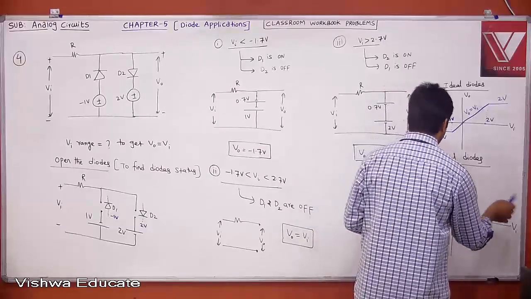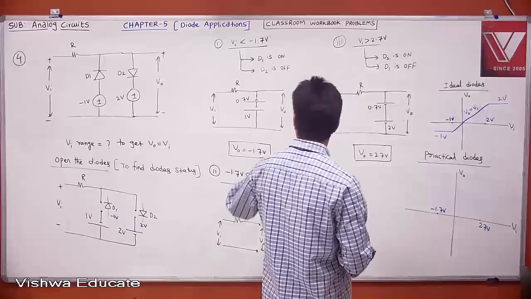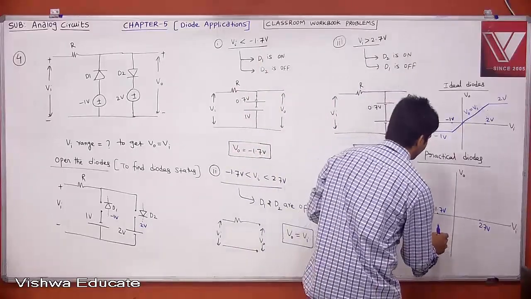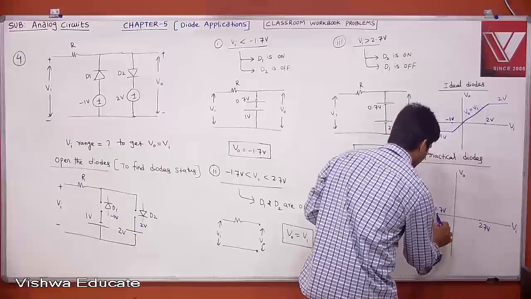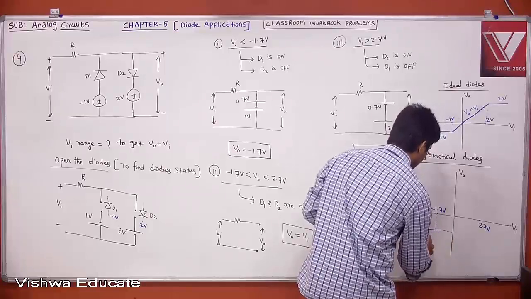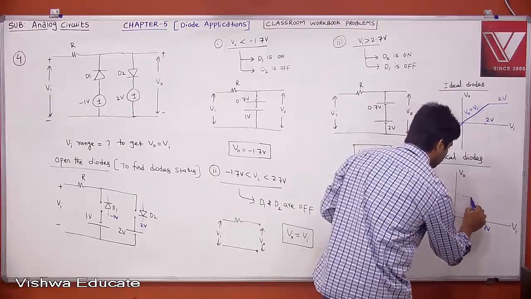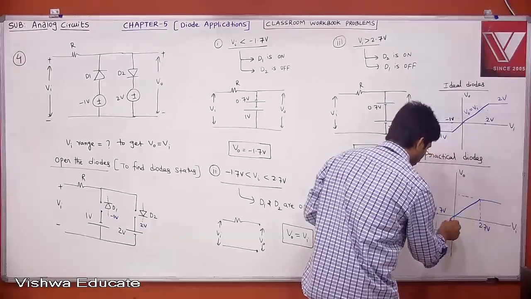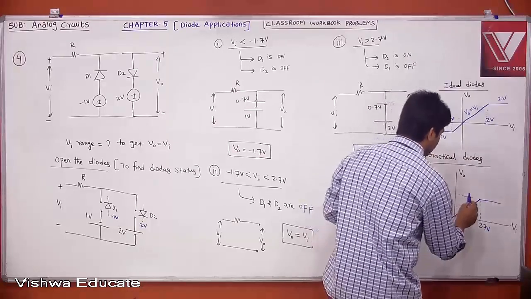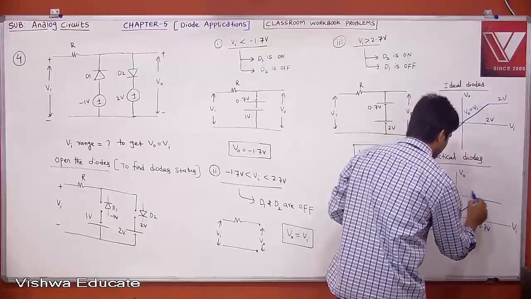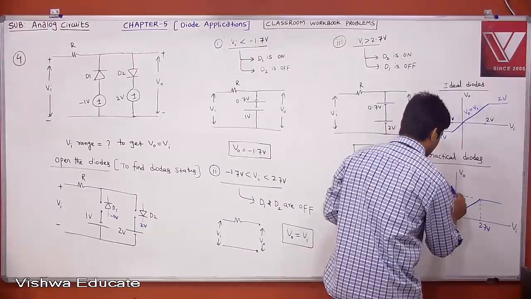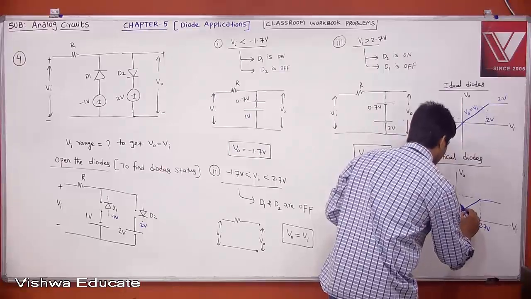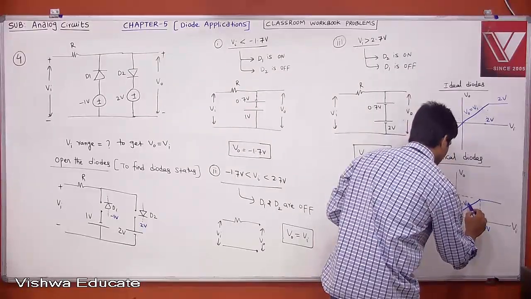Then tell me, when it is less than minus 1.7, the output is minus 1.7. When it is greater than 2.7, the output is also 2.7. In between, it is tracking your input. Therefore this is 2.7 and this is minus 1.7. In between, your V0 is equal to Vi.